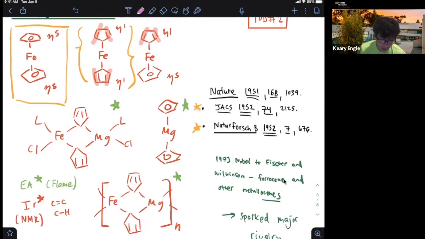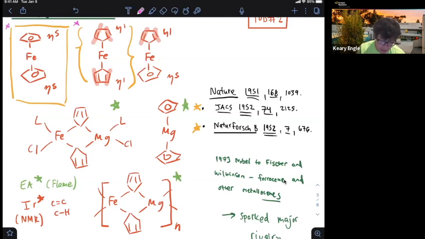Included among them are the sandwich structure shown here, and perhaps looking familiar. You could imagine an isomeric version of this sandwich structure, where you have what we would refer to as an eta-1 bound Cp. So eta, we'll define this in a moment, but that refers to the number of atoms in a ligand capable of coordinating through contiguous atoms bonded to the metal center.